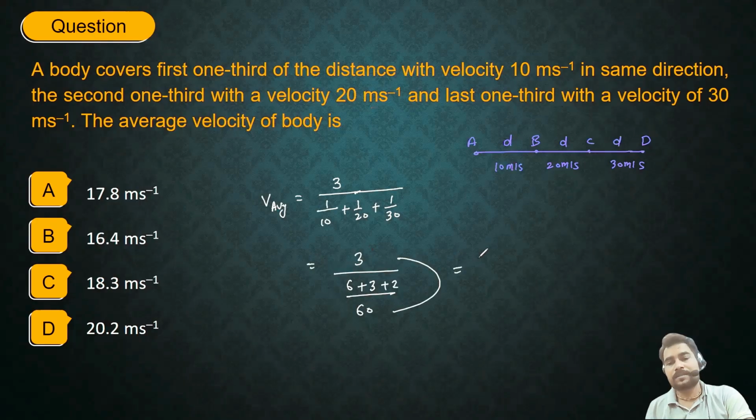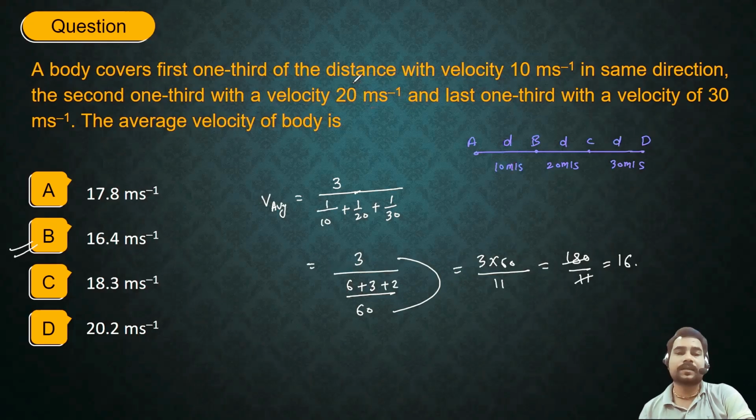You can multiply this. So 3 into 60 upon 6 plus 3, 9, 9 plus 2, 11. So 180 divided by 11. If you divide this, you will get 11 ones are 11, carry 7, so 70, 11 sixes are 66. So 16.4. Option B is going to be the correct answer.